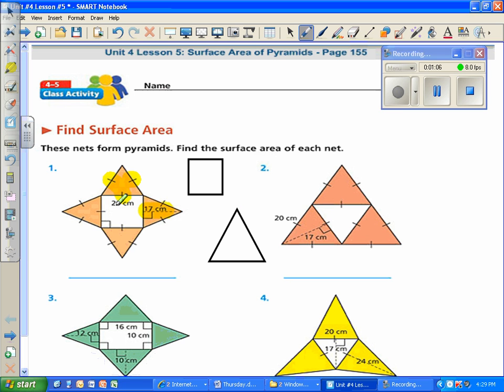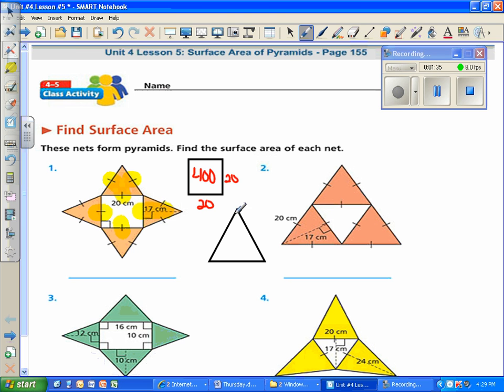So let's look at the rectangle, excuse me, let's look at the square right here. And the square, again, all sides are equal here. So we have a 20 by 20. So I'll put it right here. 20 by 20. And 20 times 20, because length times width, would be 400. So there's our base of 400.